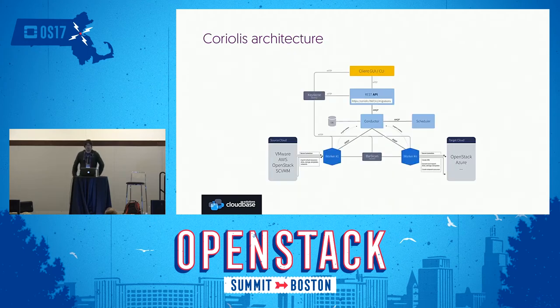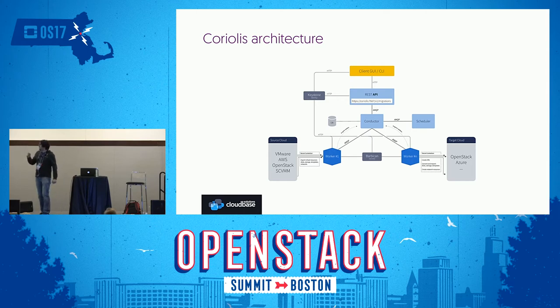So here is an idea about how the architecture works, okay? It has been written to look and feel exactly like an OpenStack service. The main idea is that you can just register the endpoints in Keystone, and you will have a new migration endpoint, together with compute endpoints, Cinder endpoints, Swift endpoints, or whatever you might have there, okay?